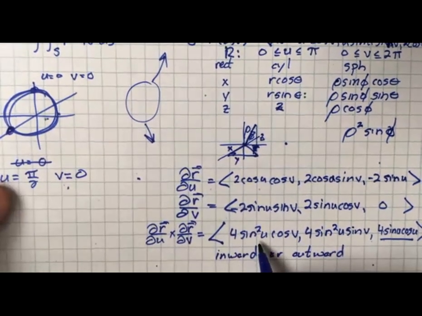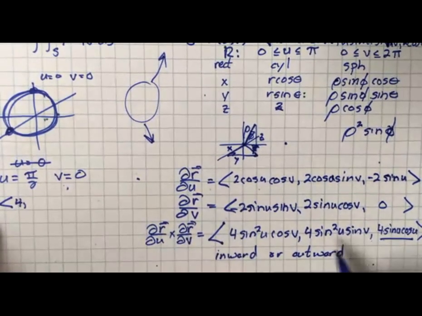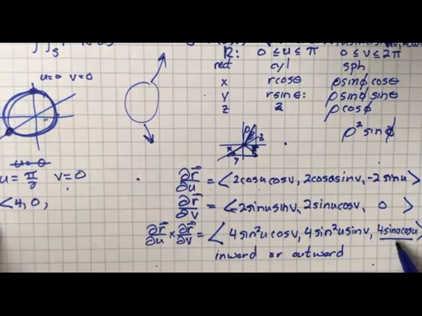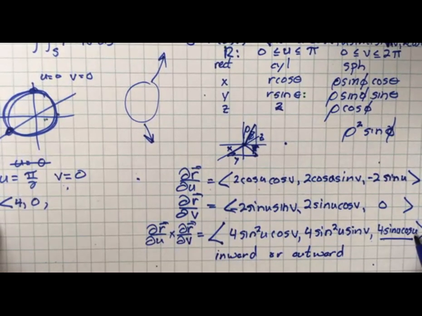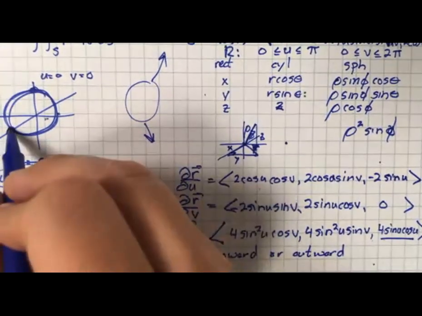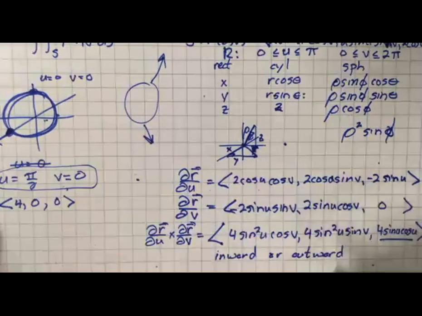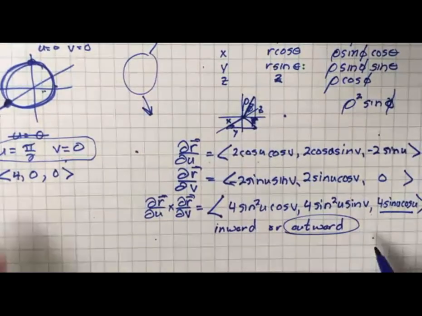So when u is pi over 2, then sine of u is 1, sine squared of u is 1, so that would give me a unit normal of 4. And then sine squared u sine v would give me a 0 from the sine v. And here's sine u cos u, the cosine of pi over 2 is 0, so that slot would be zero. So checking at this point, I get a normal that goes 4, 0, 0. I get a normal that's coming outwards.